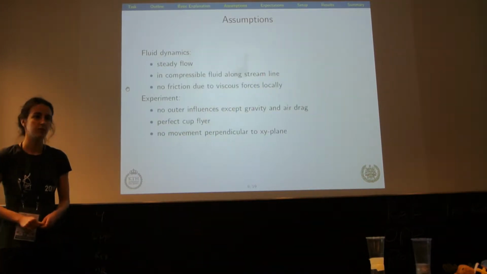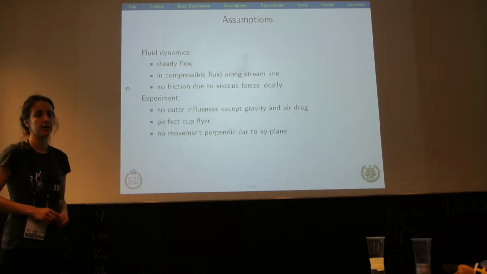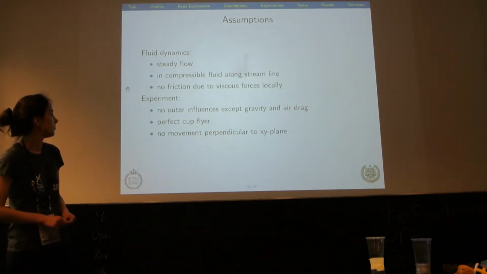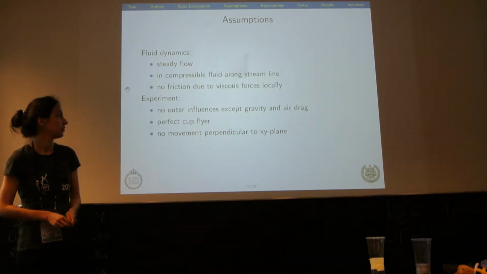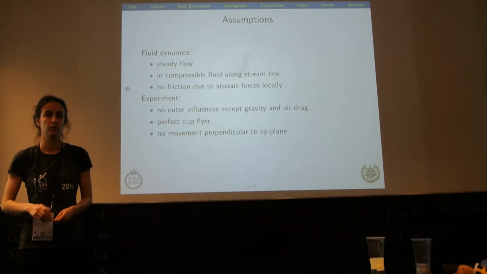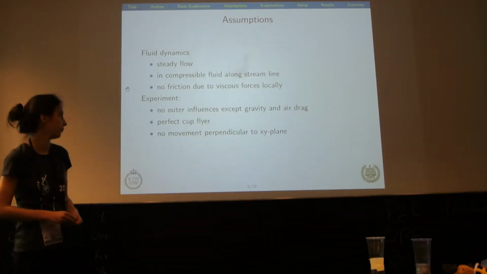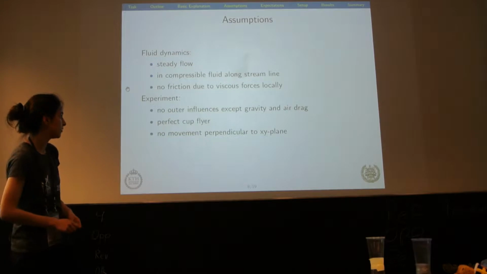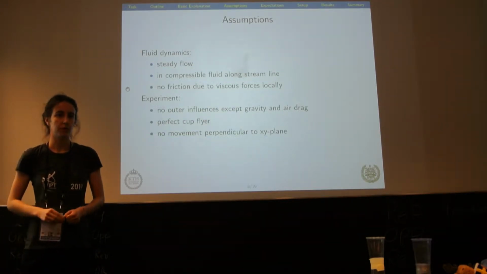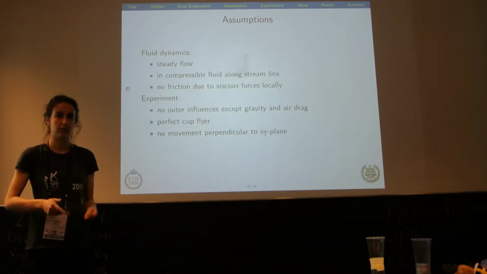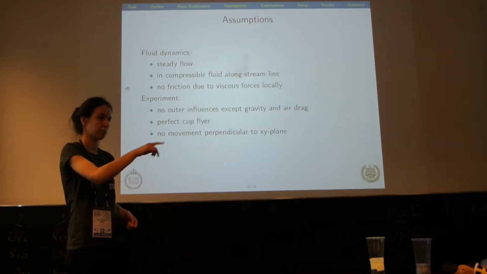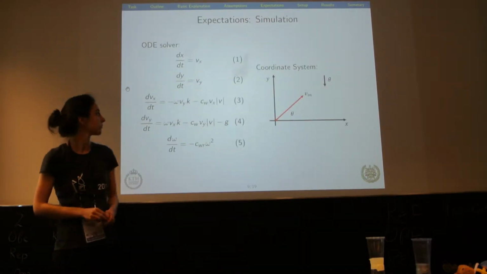So for the assumptions in the theory used, we consider a flyer with the center perfectly in the center of the geometry, a steady flow, an incompressible fluid along the streamline, and no friction due to viscous forces locally, not globally, so we can use the assumptions posed by Bernoulli. And for the later experiments, we assume no outer influences except gravity and air drag. We consider a perfect cup flyer without any turbulences at the sides, and we consider only the movement in the exact plane, so no movement in the third dimension.